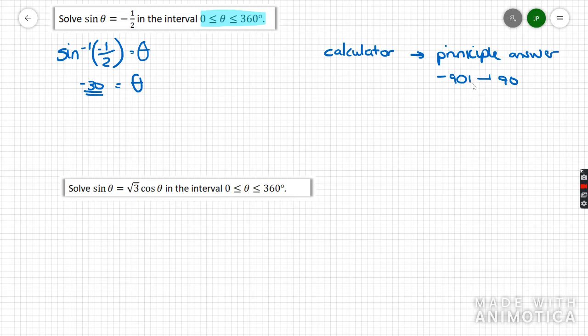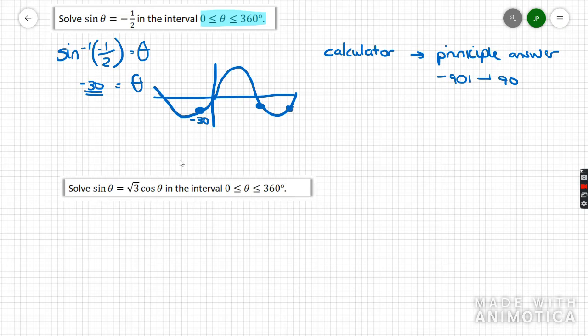And that doesn't necessarily mean it's going to be an answer that we want, because it's not always going to lie between our range, like this one doesn't. So we now need to be really careful. If I think about what my sine graph is going to look like, the answer I'm given is minus 30 degrees, which is going to be here. The two answers I want are the two further down the graph.